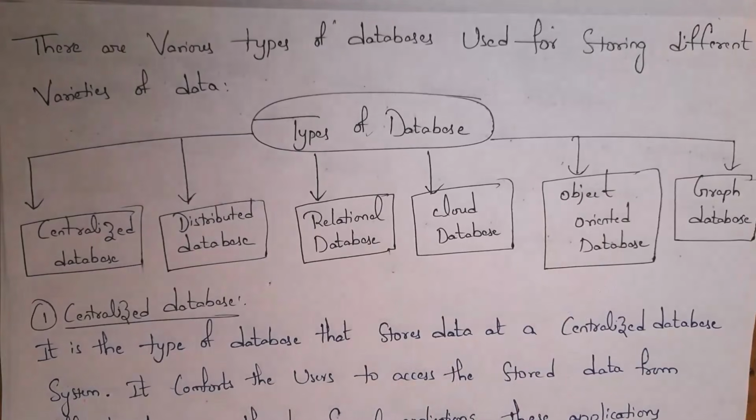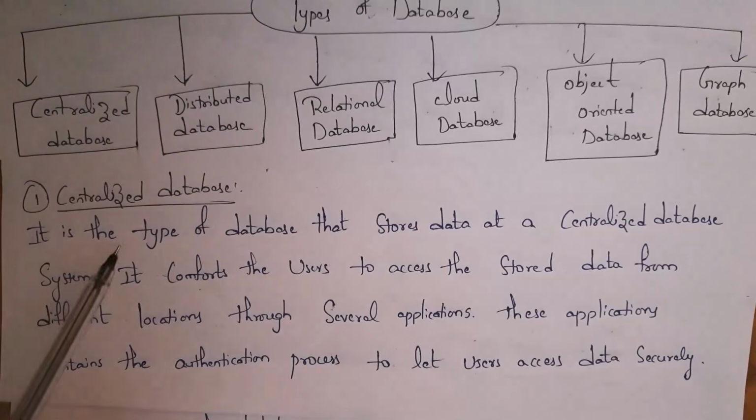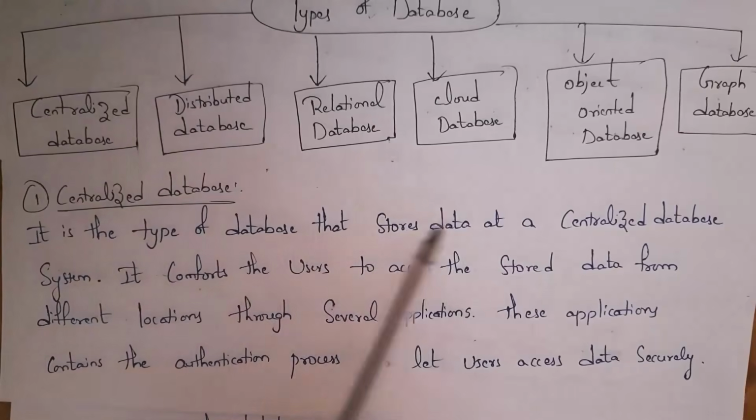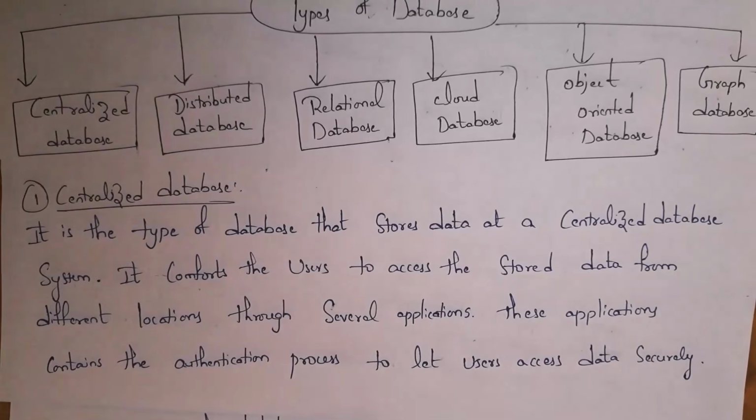I will explain each of them. At first, I will explain what is a centralized database. A centralized database is a type of database that stores data in a centralized database system. It allows users to access the stored data from different locations through several applications.